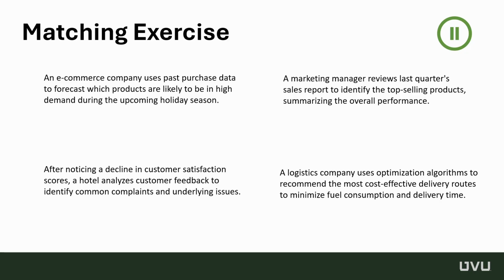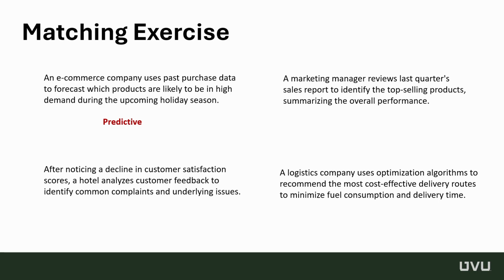An e-commerce company uses past purchase data to forecast which products are likely to be in high demand during the upcoming holiday season. Okay, let's look at some key words there. We are looking at past purchase data, but what is the purpose? To forecast something. We're looking in the forward direction. And that on its own is leading us to a predictive analysis. We're not deciding what to do with that information. We're simply trying to see which products will be in high demand.